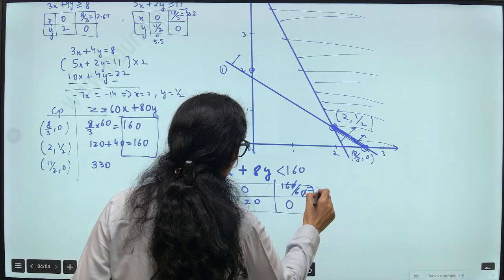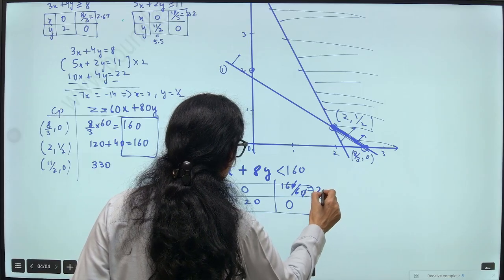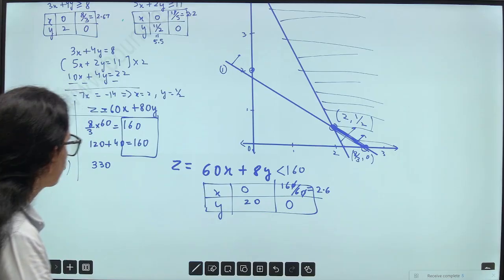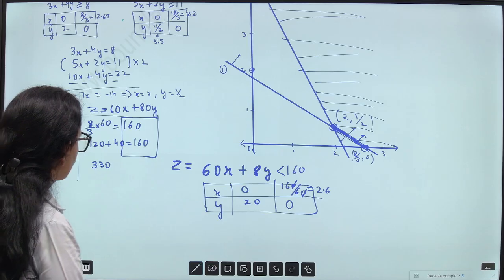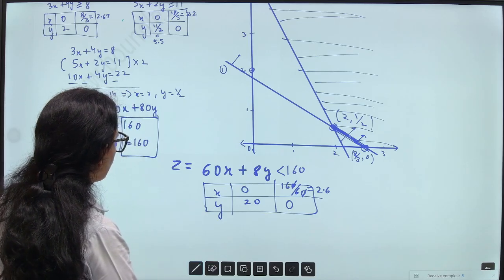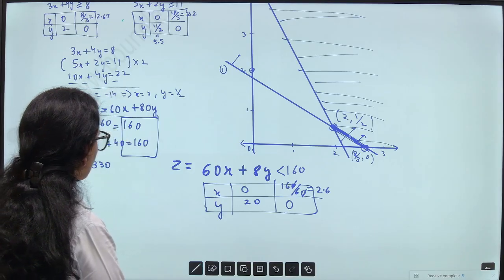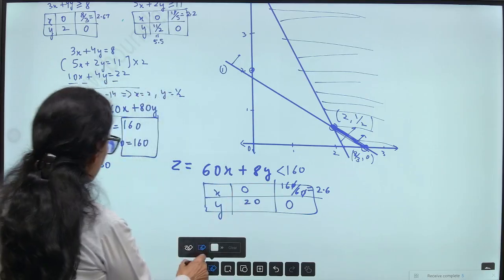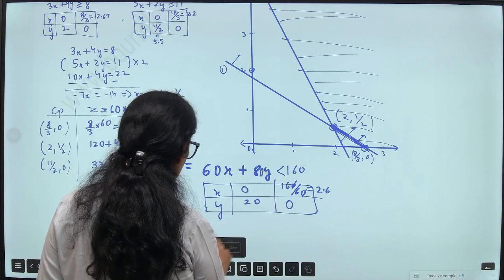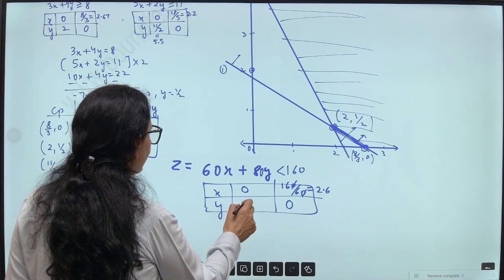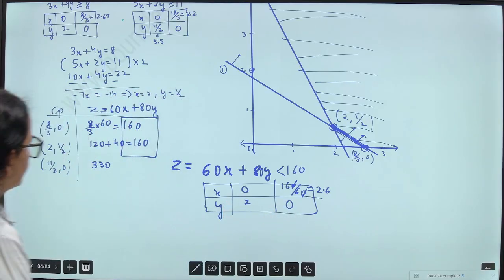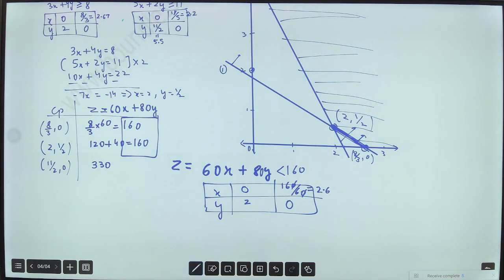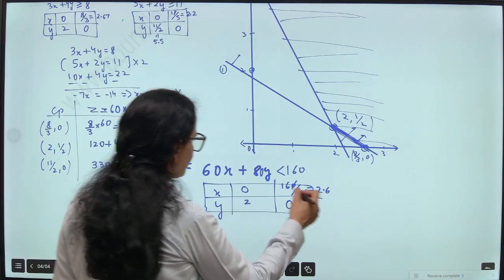That makes it almost 2.6, right? So let's plot the graph of this objective function now. This is same as the 8 by 3 that we have here.